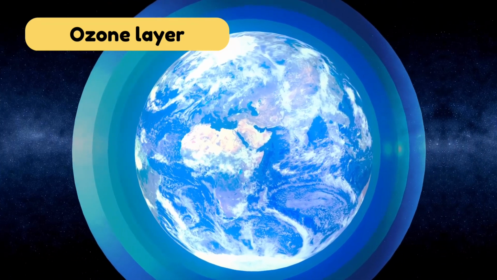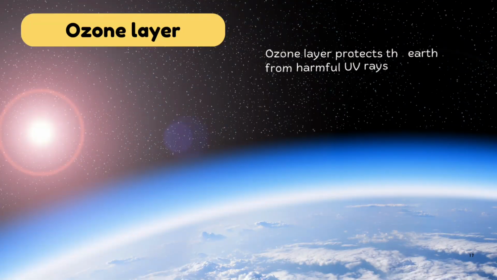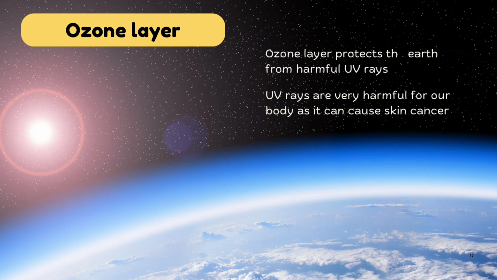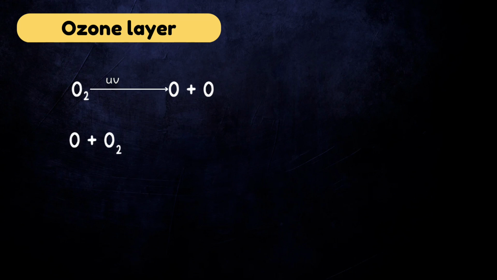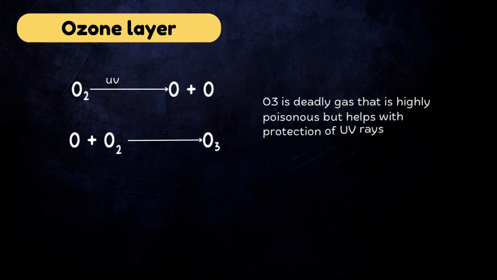The ozone layer. The ozone layer protects the earth from harmful UV rays. UV rays are harmful for our body as they can cause skin cancer. Oxygen at the higher levels of the atmosphere, when it interacts with UV rays, breaks down into free oxygen atoms. This free oxygen radical adds up to oxygen to form ozone. Ozone is a deadly gas when inhaled, but it helps protect the earth from UV rays.